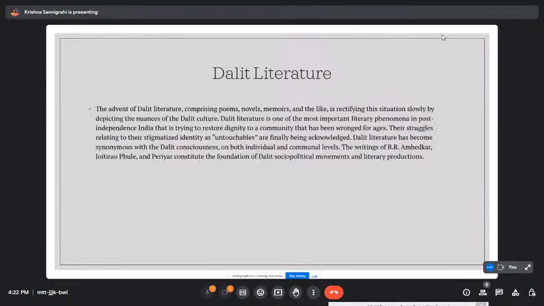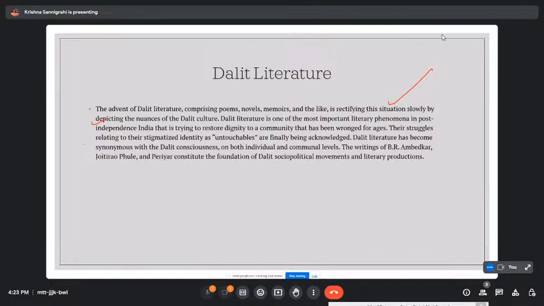So the advent of Dalit literature, that is the way it started, comprising poems, novels, memoirs, and the like, is rectifying this situation slowly by depicting what? Depicting the nuances of the Dalit culture. So they were actually talking about the Dalit culture.